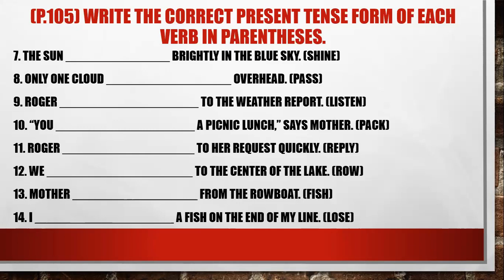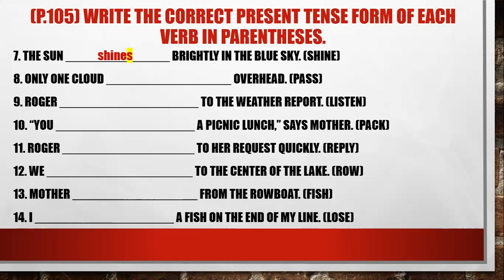Okay, so number 7, the sun blank brightly in the blue sky, and the verb in its base form is shine. So the sun blank. Notice that the sun, we're talking about one thing. In this case, the subject is singular. So for this verb, we just add an S, okay? Perfect. The sun shines brightly in the blue sky.